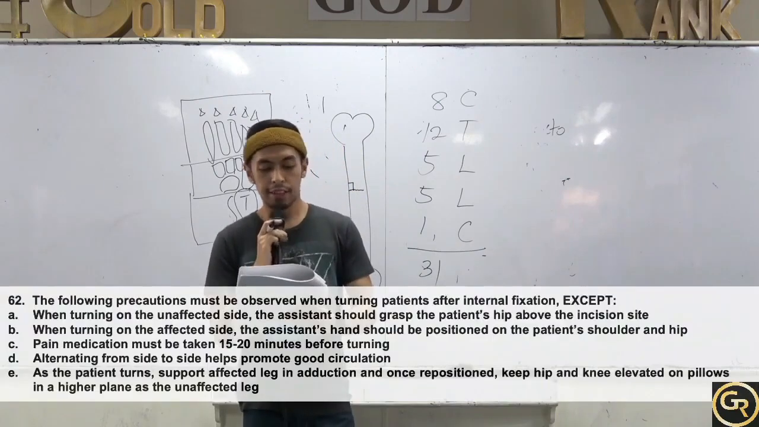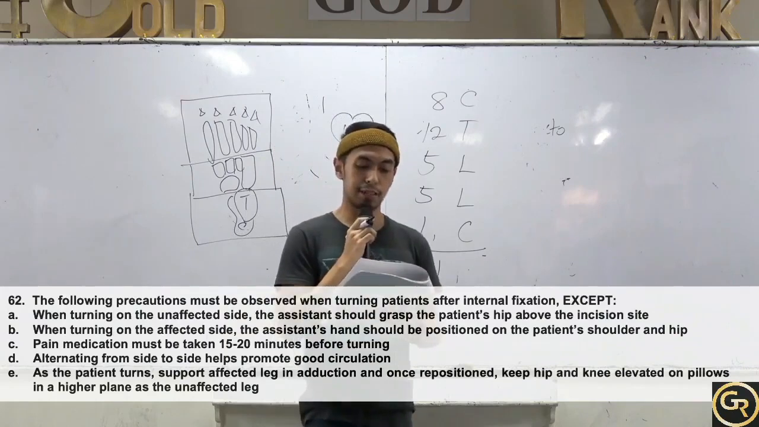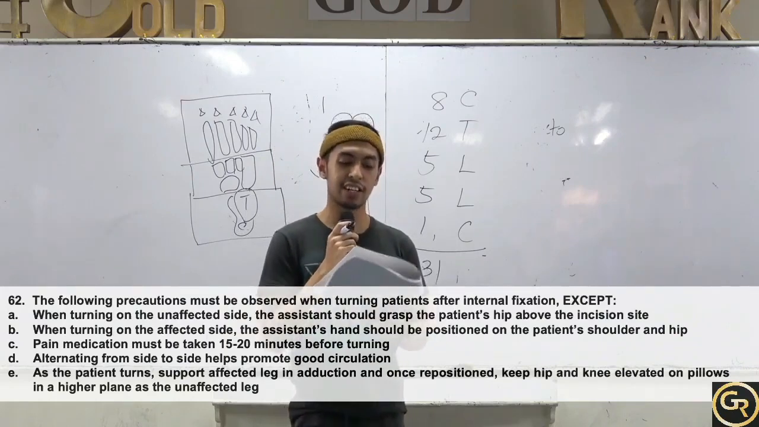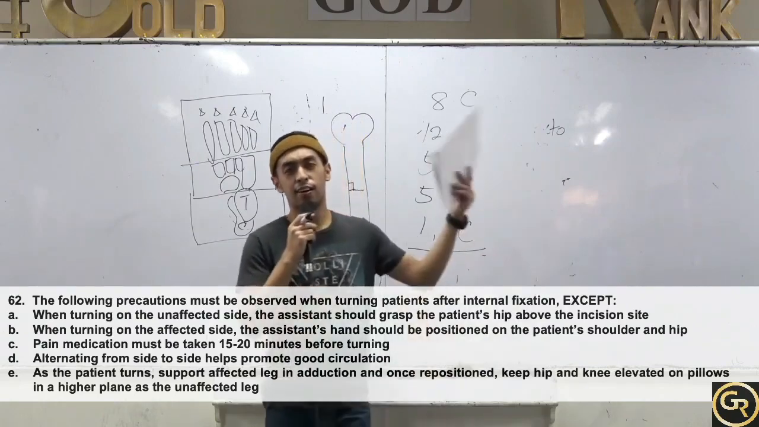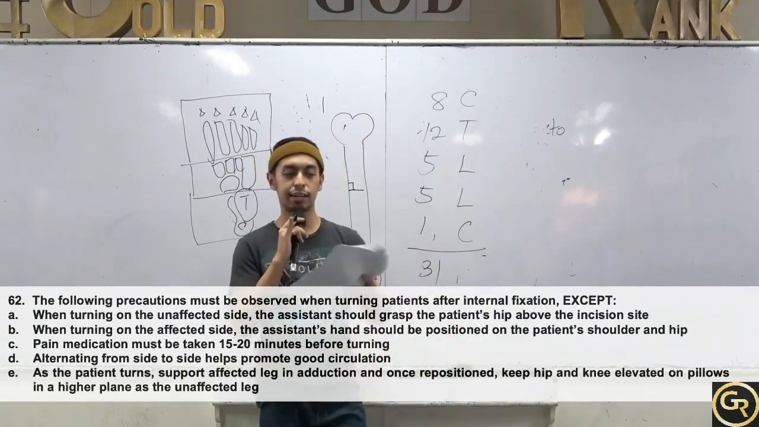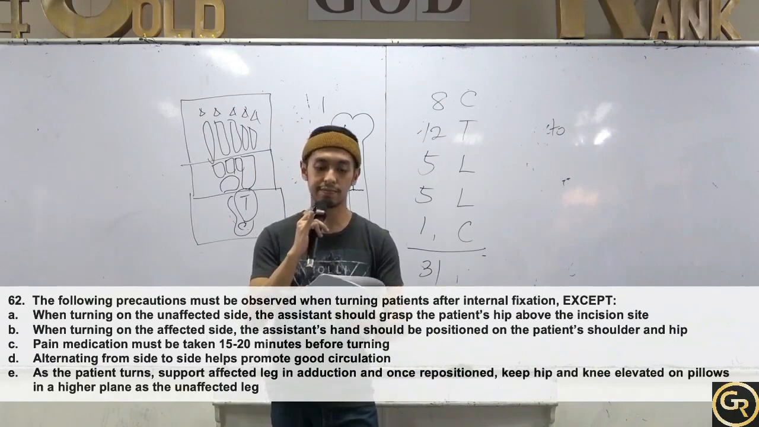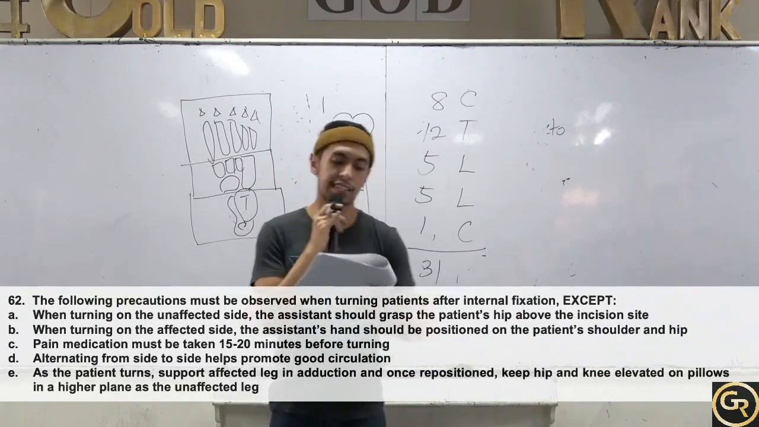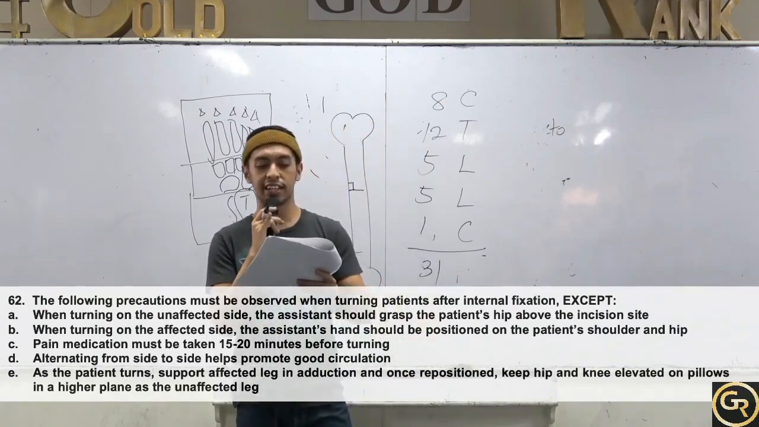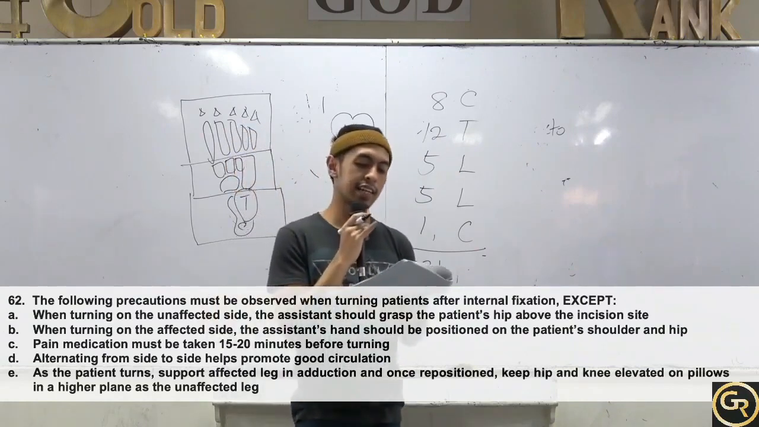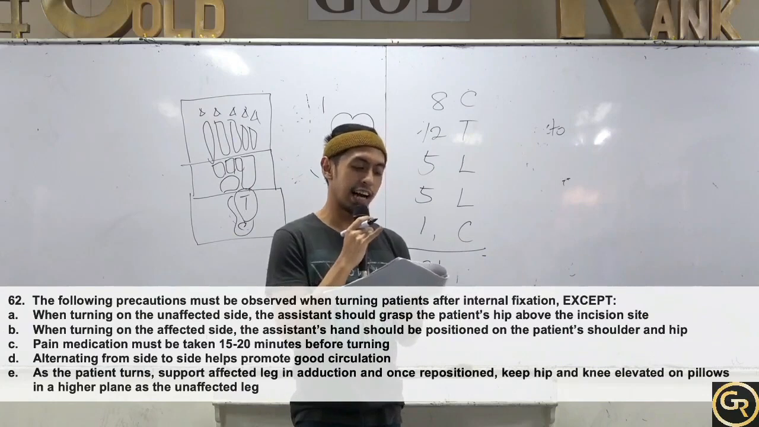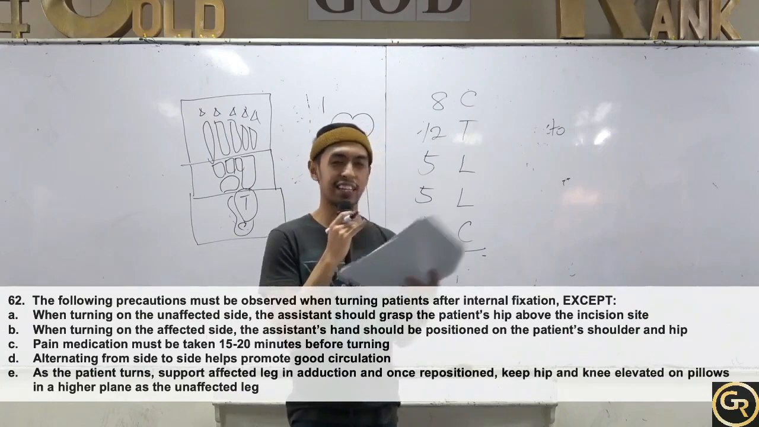For 62, the following precautions must be observed when turning patients after internal fixation except... I'll go ahead and answer first. All of the other statements are true except your letter egg. Why? It says, as the patient turns, support the affected leg in adduction, and once repositioned, keep the hip and knee elevated on pillows in a higher plane than the unaffected leg.